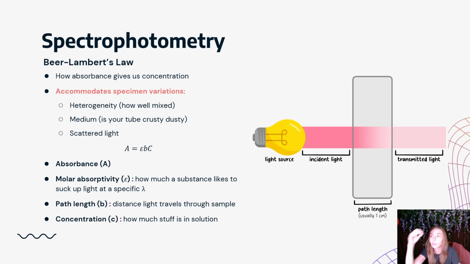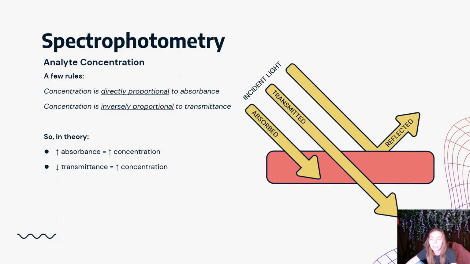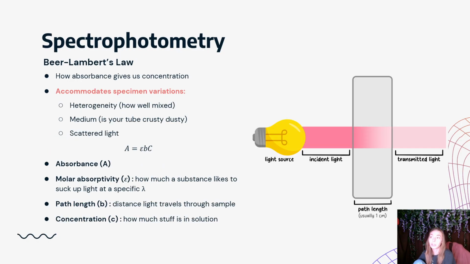Anyways, all of that in mind, we found our absorbance. That's great. How does absorbance actually relate to concentration? It's all well and good to sit here and talk about inversely versus directly proportional, but how do we calculate it? Well, we can use Beer-Lambert's law. This is how absorbance gives us concentration.